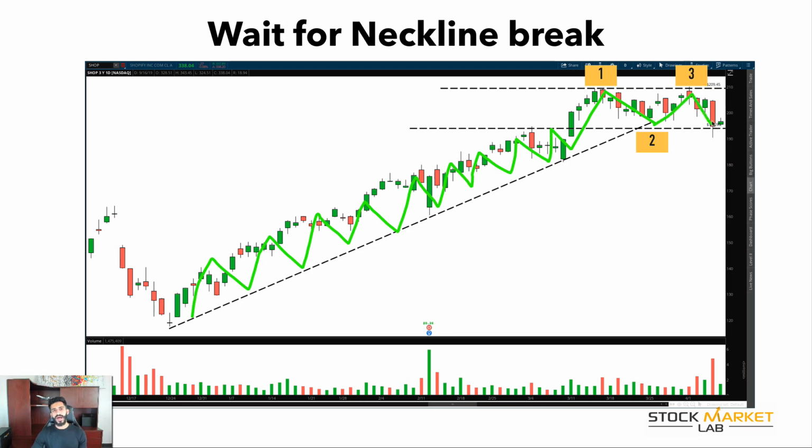Now the problem a lot of people make here is, and I've said this multiple times, they get in before the breakdown of the neckline. The neckline has not even broken yet, and they get in. So right now the neckline has not broken. What a lot of people automatically assume is, oh, this is going to be a double top pattern. Oh, it's going to go down.